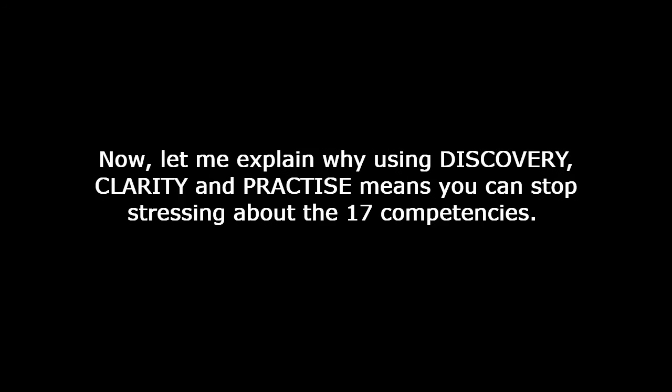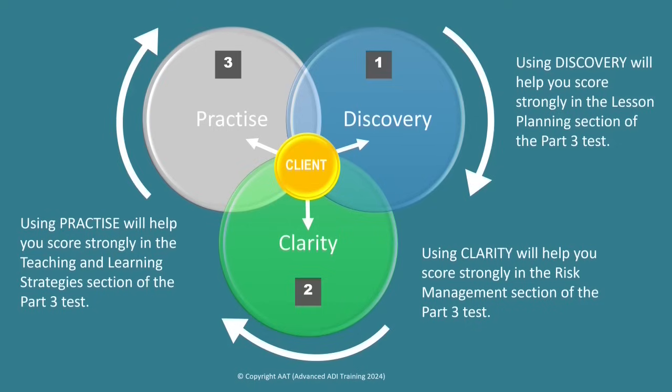Now, let me explain why using discovery, clarity, and practice means you can stop stressing about the 17 competencies. When you're using discovery, clarity, and practice, what you need to understand is it's a cyclical process. Using discovery will help you score strongly in the lesson planning section of the Part 3 test. Using clarity will help you score strongly in the risk management section of the test. And then using practice will help you score strongly in the teaching and learning strategies section of the test.